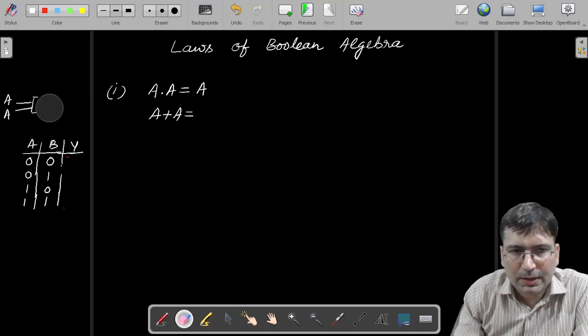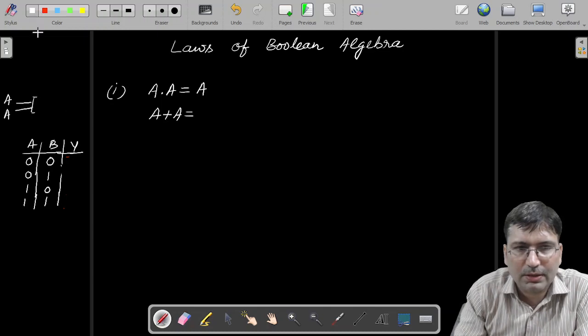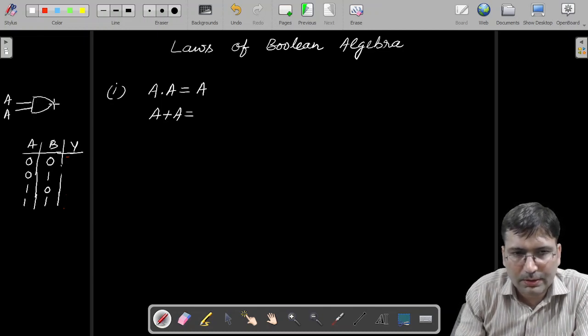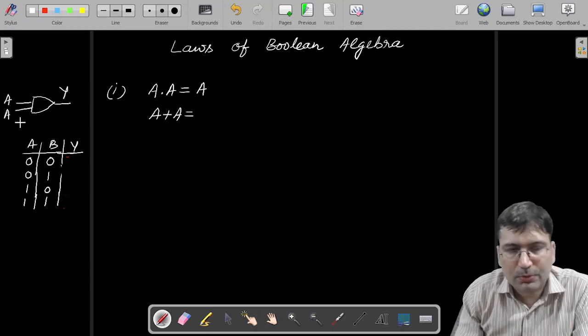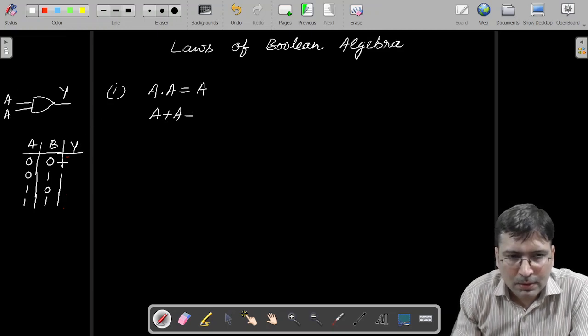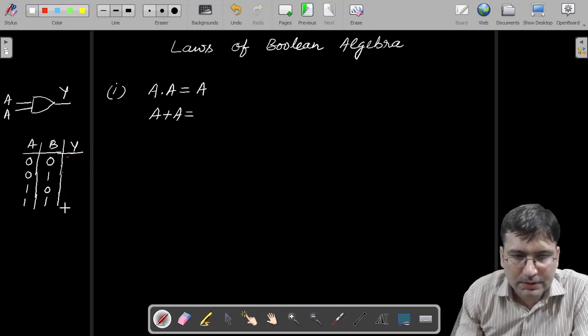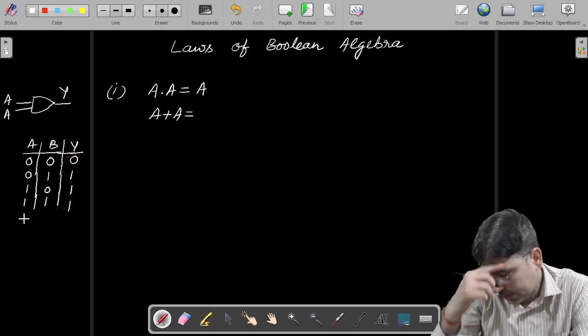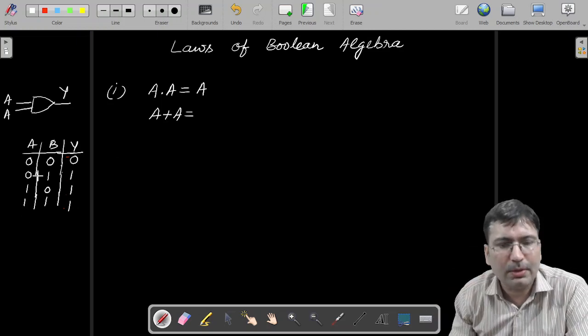So if it is an OR gate, let me convert this gate into an OR gate. Let's say this is an OR gate generating output Y, and both the inputs are the same, A and A. So let's see the scenario. This is the truth table for the OR gate, which generally gives 0, then 1, 1, 1. So this is the two input OR gate truth table.